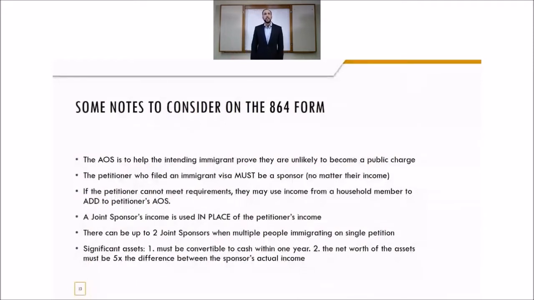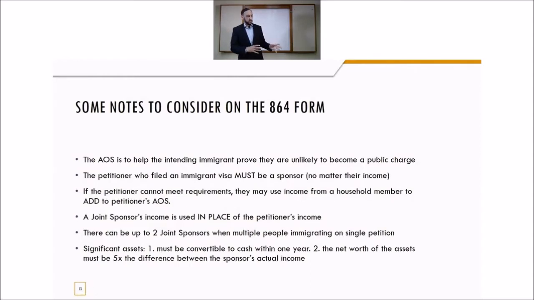So a lot of times we represent younger applicants. So it'll be a U.S. citizen spouse applying for his new wife, and the wife has not, they're both students and they've not paid their taxes in the last 5 years. So no matter their income, the husband still has to apply, or the wife has to apply, even though they didn't pay income for the last 3 years. If they can't meet the requirements, the client will be filing a joint sponsor. They'll be looking to get a joint sponsor. And that person is used in place of the petitioner's income.